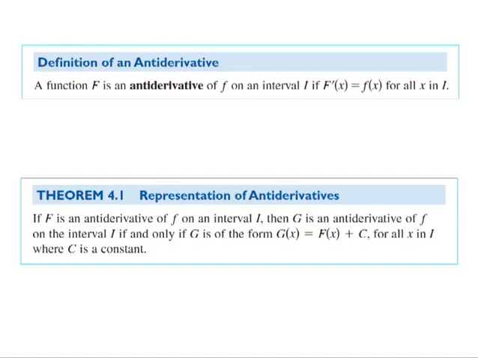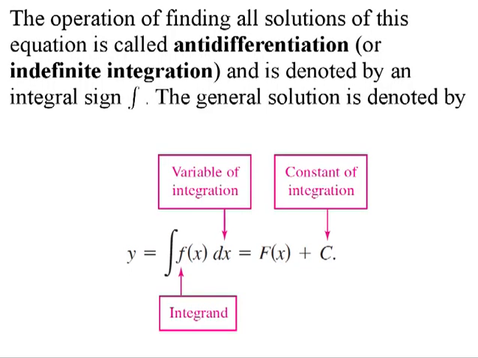And how we represent antiderivatives is from theorem 4.1. It says if F is an antiderivative of f on an interval I, then G is an antiderivative of f on the interval I if and only if G is of the form G of x equals F of x plus C for all x in I, where C is a constant. So now you're utterly confused. Okay, so anyway, basically this is what it's saying. The operation of finding all solutions of this equation is called antidifferentiation.